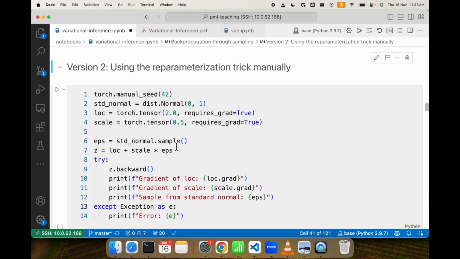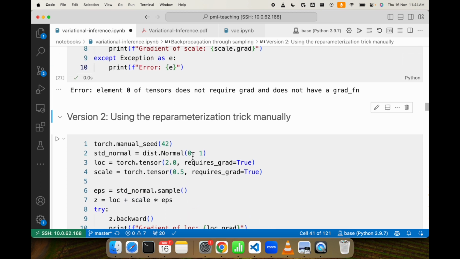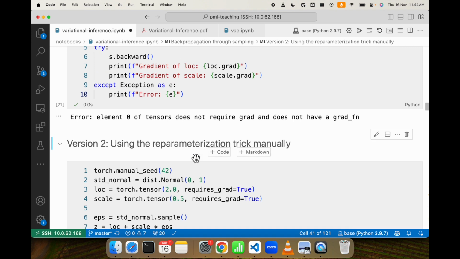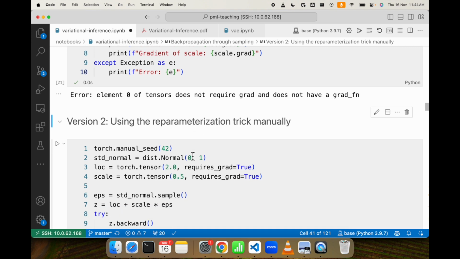So I've manually set a seed. We'll see in a minute why I've set the seed. I have a standard normal, which is location 0, scale 1, and I have my location and scale as what I had previously. I get a sample from the standard normal, which is epsilon. I write Z equal to location plus scale times epsilon. This is the reparameterization, right? And let's just stop here for one second. I have Z.backward.